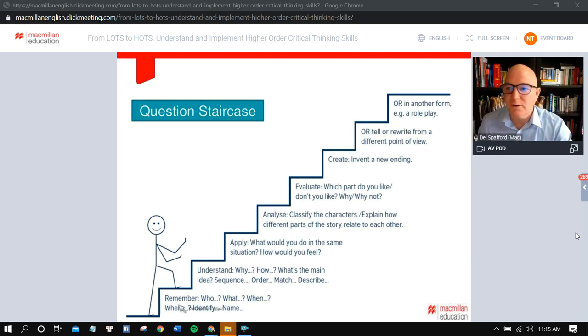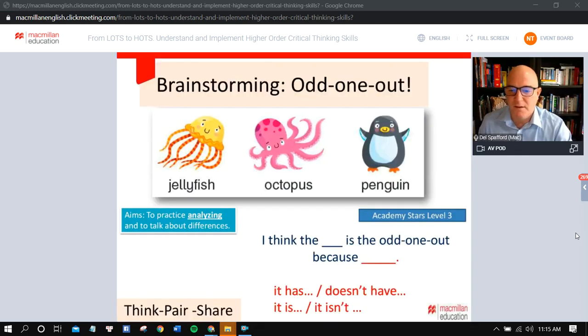Okay, so I just wanted to finish by showing you a very simple activity that helps with thinking skills, and one that you can use when you're teaching vocabulary. This is from Academy Stars Level 3, I think it's Unit 6, and we're teaching about the sea. Here you can see we have three different animals: the jellyfish, the octopus, and the penguin. What we're trying to do here is analyze and talk about differences. So even a simple activity like this can build our thinking skills.